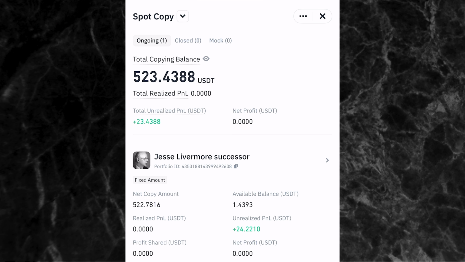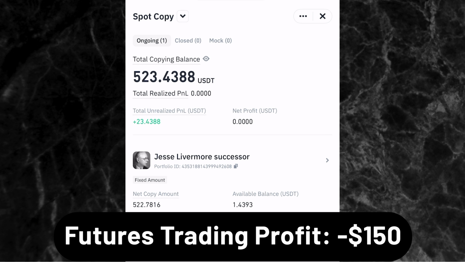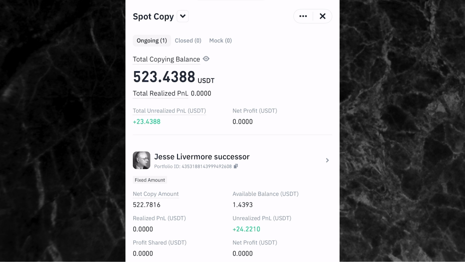So on that 3rd day, I noticed that I was losing money and I checked the trade and I noticed that the trade that the trader was taking that day was making me lose money. So I cancelled it, and from that trade, I lost $150. So my $500 for futures copy trading went down to $350. Which means I lost $150.